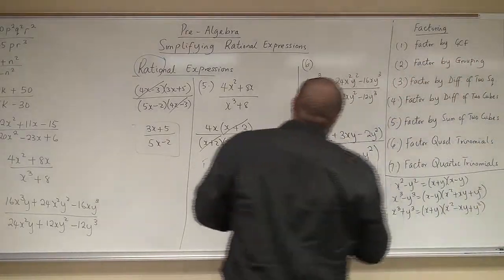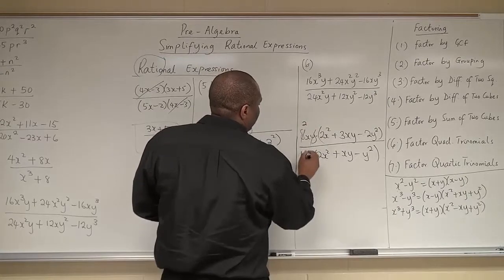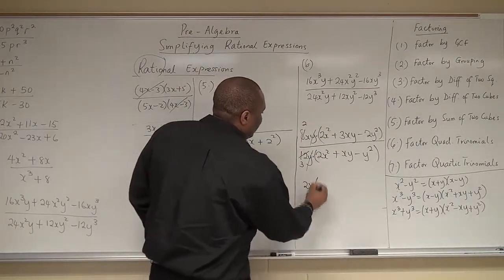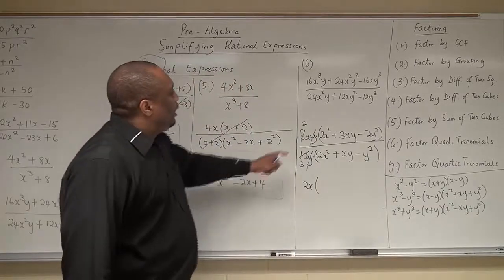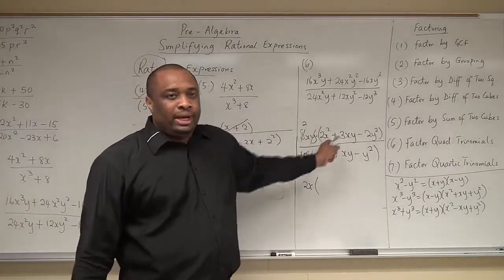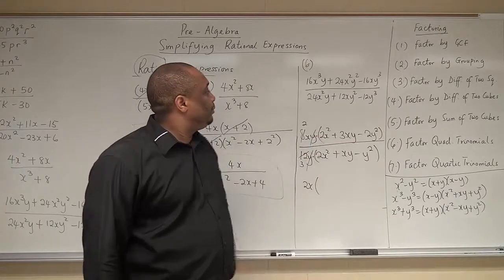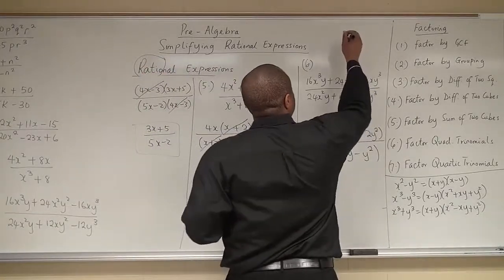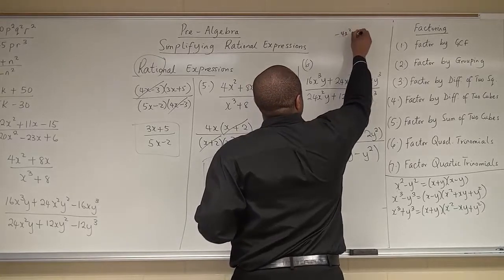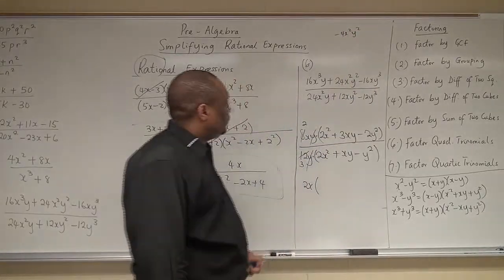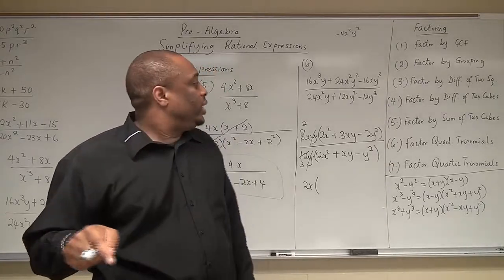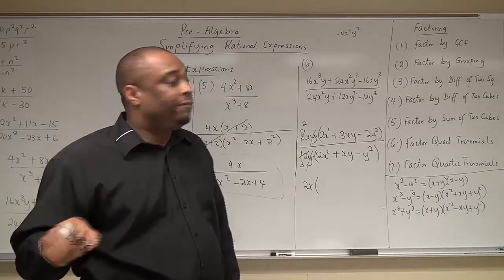Now for the 8, 4 can divide 8 to give you 2, 4 divides 12 to give you 3. So we have here the numerator, we have 2x. Now this is a quadratic trinomial. 2x squared times negative 2y squared is negative 4x squared y squared. Okay, 1 and negative 4 will not work. Negative 1 and 4 will work.